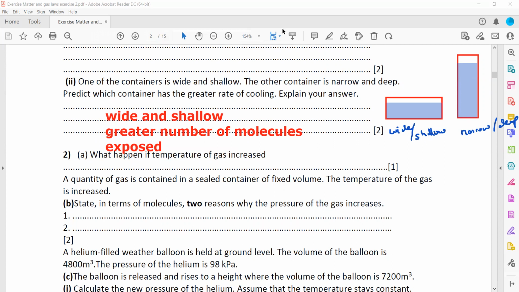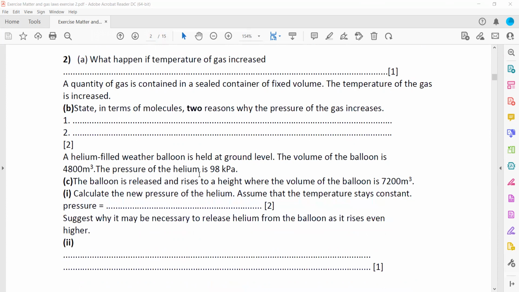In question 2, what happens if the temperature of the gas increases? So what will happen when we increase the temperature of the gas? We can say the gas molecules will move faster, or the kinetic energy of the particles will increase, or they will hit the wall harder, or they will collide often with the wall of the container. So in short, they will move faster, or the kinetic energy will increase.